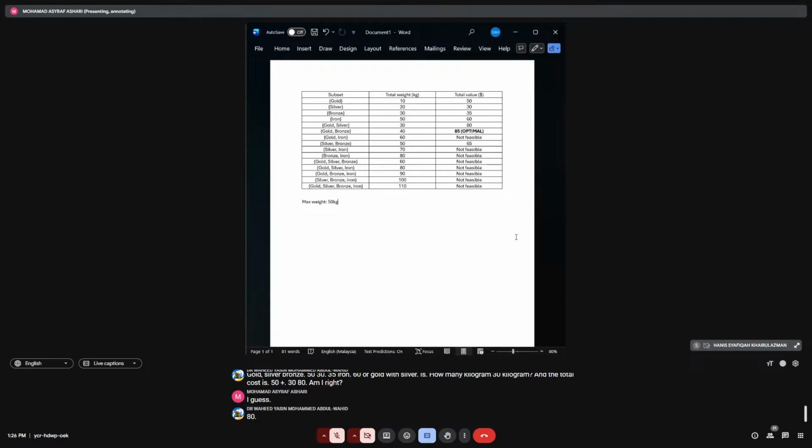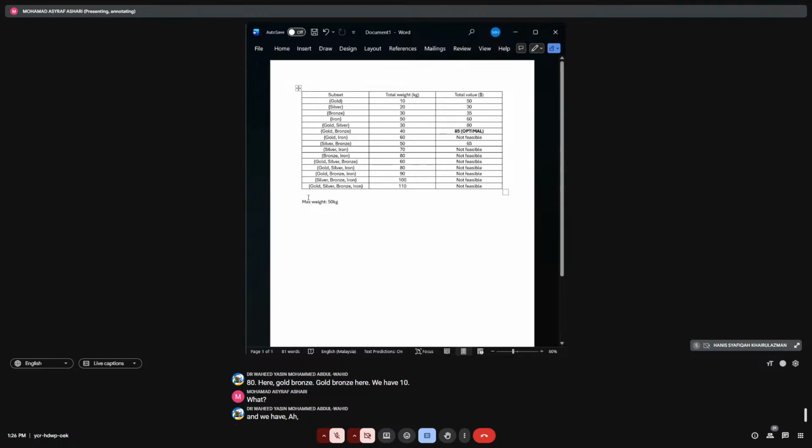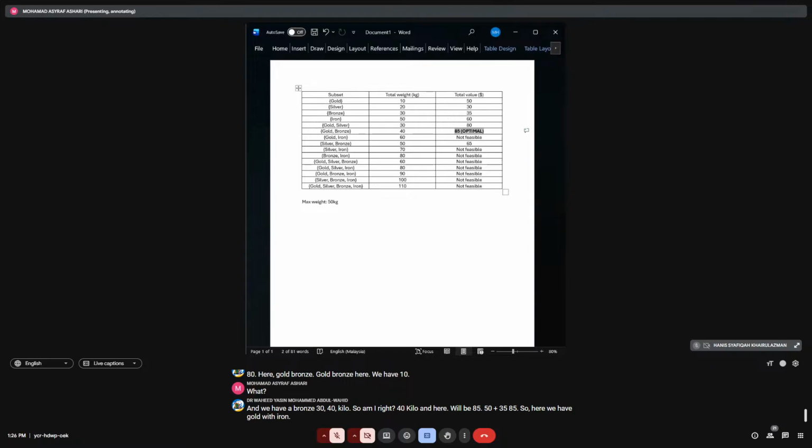80. Here, gold with bronze: gold is 10 kilo and bronze 30, so 40 kilo. And here the value will be 85, 50 plus 35. Gold with iron will be 60 kilo, not feasible. Silver with bronze: silver 20 kilo, bronze 30, 50 kilo, value 65.